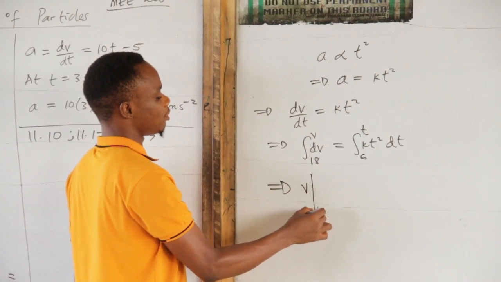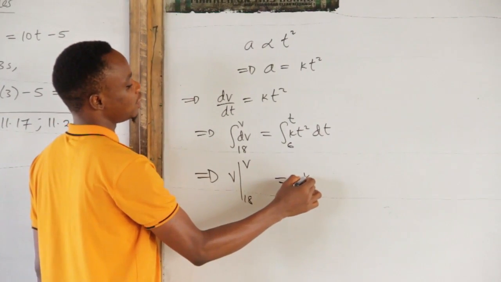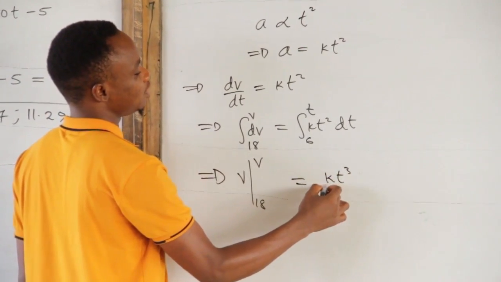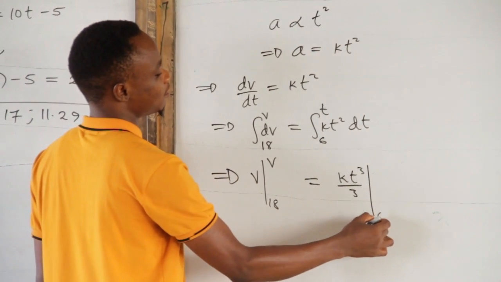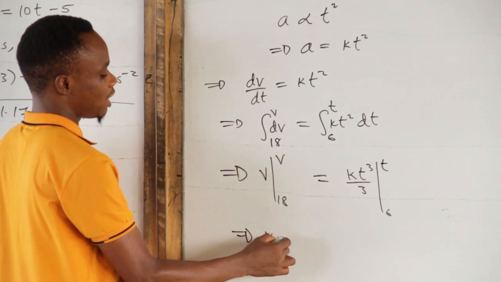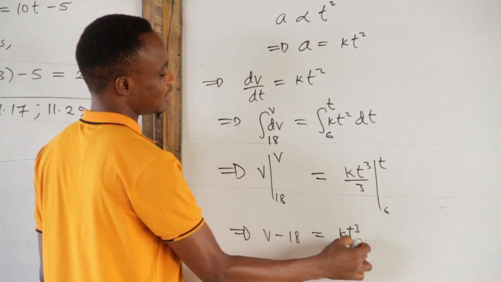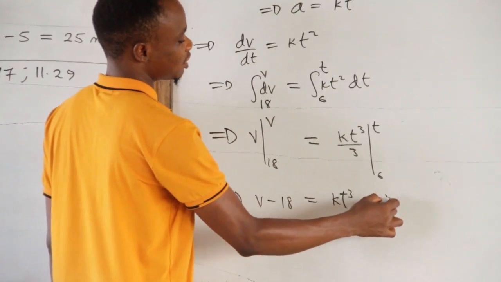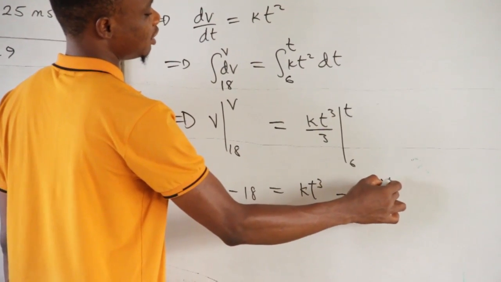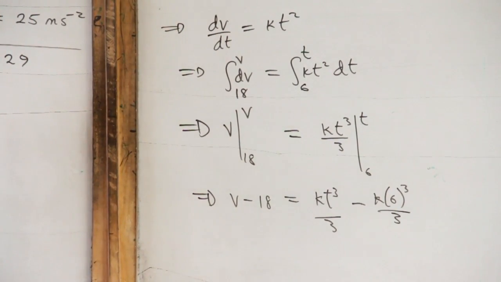So v, running from 18 to v, is equal to the integral of this, that will be kt to the power 3 all over 3, running from 6 to t. So this is going to give me v minus 18 is equal to kt to the power 3 all over 3 minus k 6 to the power 3 all over 3. Does that make sense? Do you understand what I'm doing?